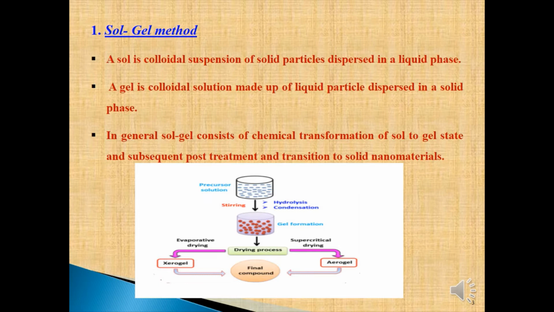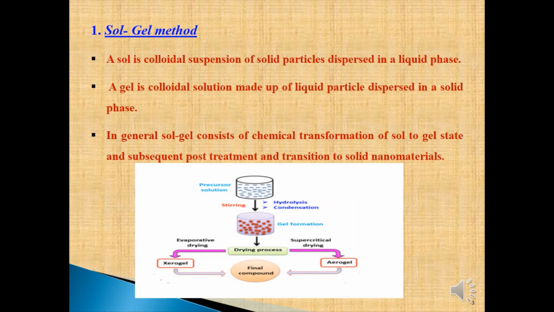Initially, the starting material, also known as the precursor, is taken in a solution and subjected to hydrolysis, and next condensation with rapid stirring to produce a gel. The gel, through subsequent drying, either evaporative drying or supercritical drying, produces two different compounds. One is xerogel, the next is aerogel. These two compounds are then subjected to heat treatment to produce the final compound.